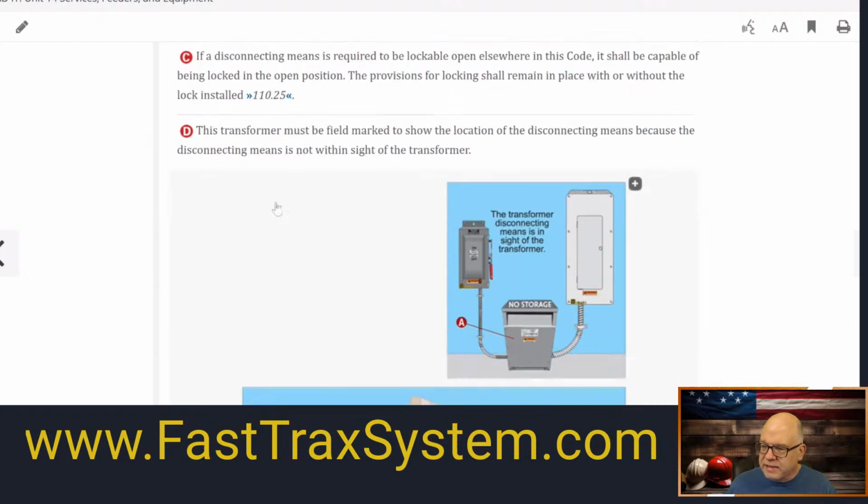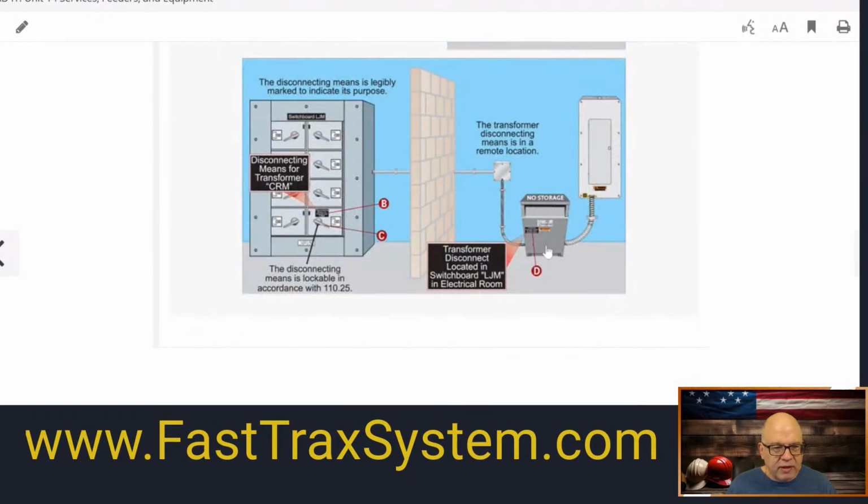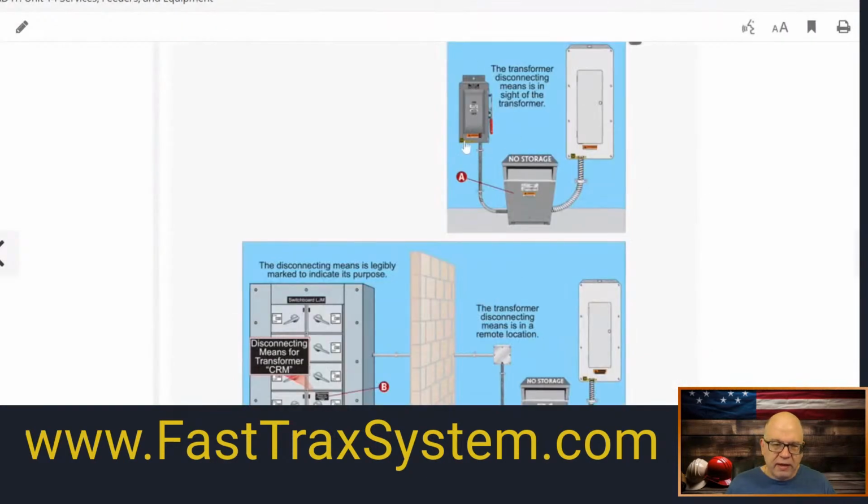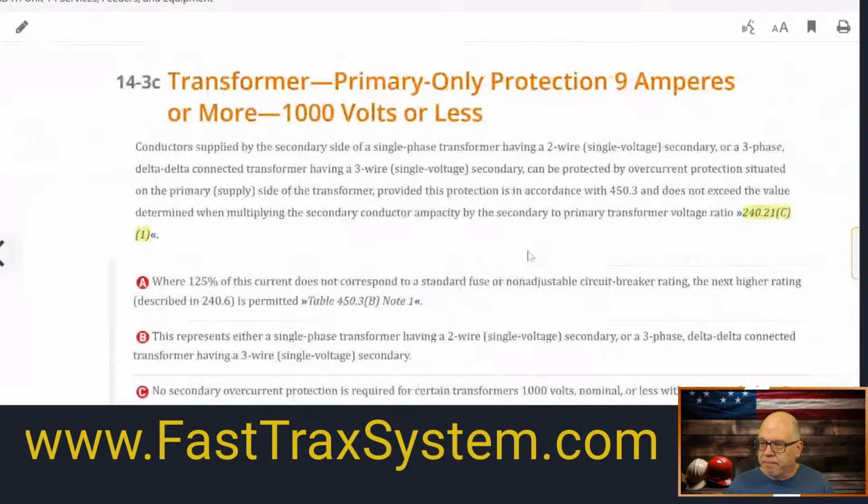And again, D is just reminding us of the label, as we said before. So that's that disconnecting means, and this is on the primary side of the transformer. So that is just the disconnect. That is not providing any overcurrent protection. That is simply the disconnect rule that's required for that.